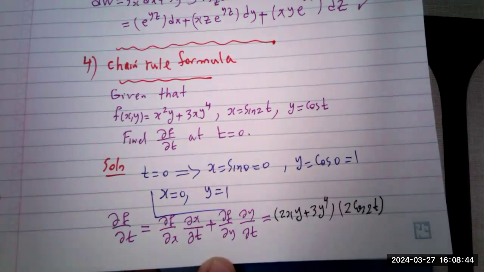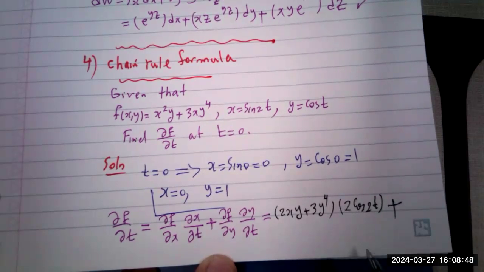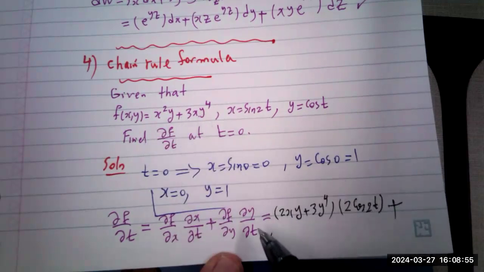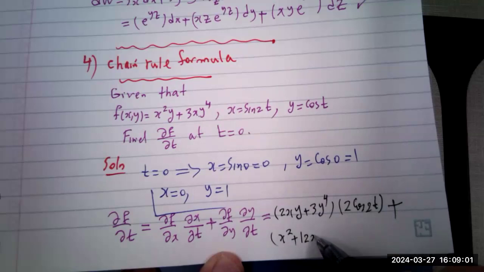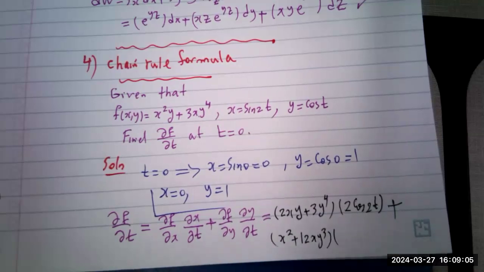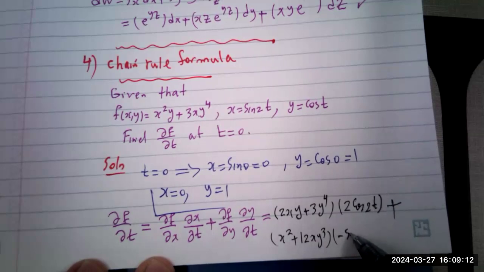Any question? Plus the second part, derivative with respect to y, focus on y. That gives you x squared times the derivative of y, 3 times 4, 12, so 12xy cubed. Times the derivative of y with respect to t, which is negative sine t. That's it.